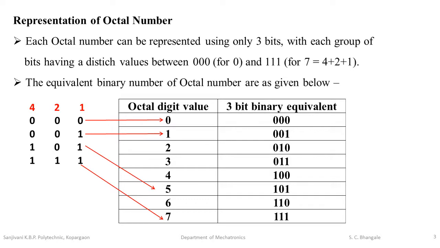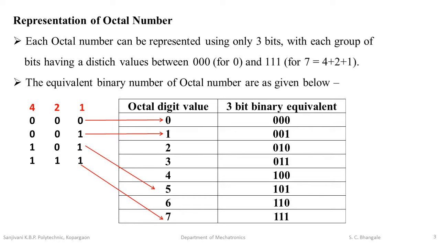Okay, so now we'll see how we can calculate the equivalent binary number of an octal number. The first column indicates the octal digit value, that is 0 to 7, and the second column indicates the 3-bit binary equivalent. You can see here that for each octal digit 0 to 7, the equivalent binary number is given. Now the question is how we can calculate the equivalent binary number for this octal number system.